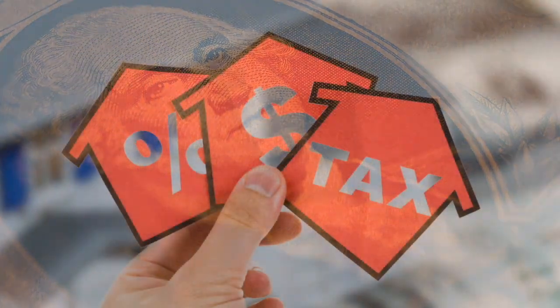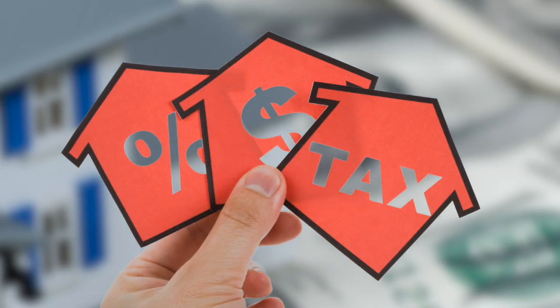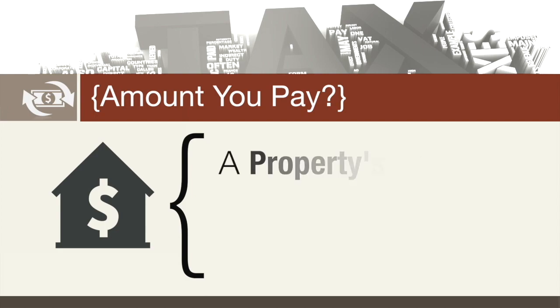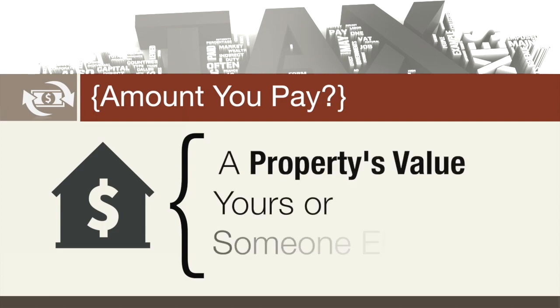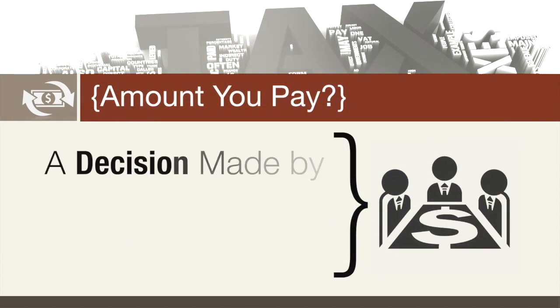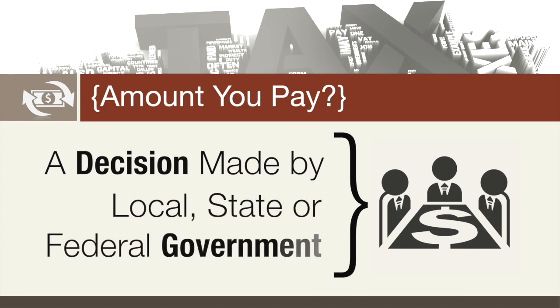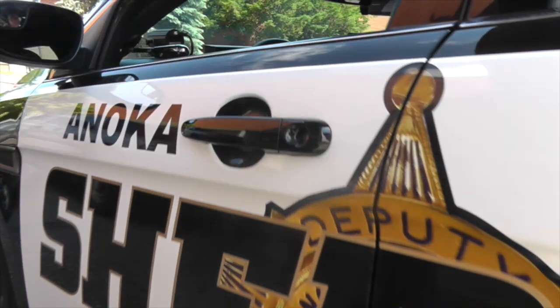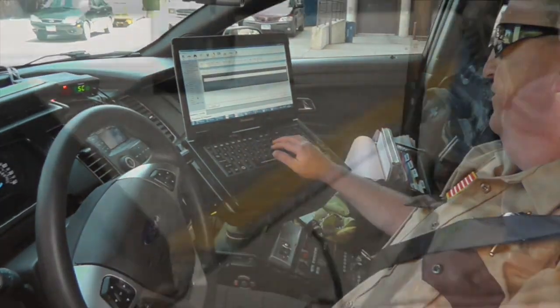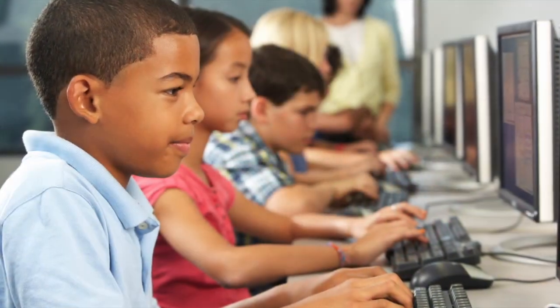Overall, the amount you pay in property taxes boils down to two things: a property's value, whether it's yours or someone else's, or a decision made by your local, state, or federal government. Collectively, the money supports law enforcement, the roads we travel, where we learn, where we laugh, and where we live.